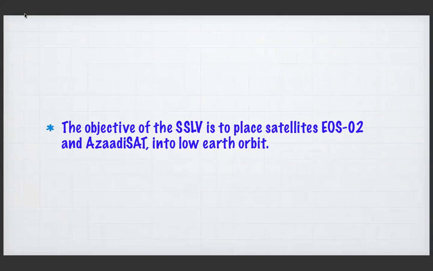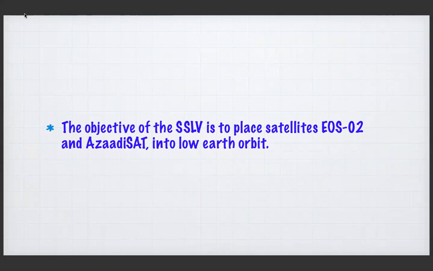Actually, the main purpose of this SSLV is to launch satellites into the low Earth orbit, and along with that, this launching vehicle can reduce the duration of the satellite launch. The launching vehicle will be very small. The objective of the SSLV is to place Earth orbiting satellites, and Azadi Sat, into low Earth orbit.